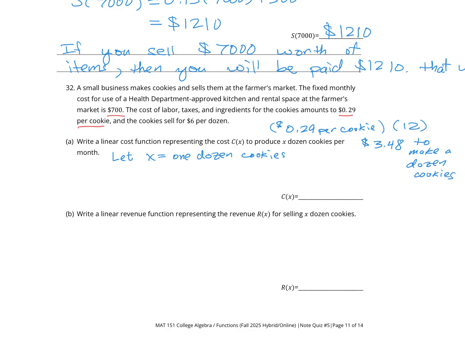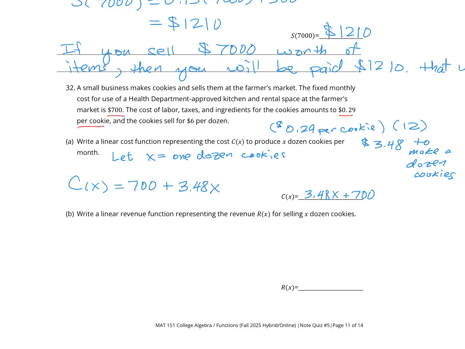So now let's model our cost function. We know that no matter what we do every month, we gotta pay $700. And then it's gonna cost us on top of that $3.48 for every dozen that we sell. So our cost function is 3.48x plus 700. And again, that's the money we have to pay out to produce X dozen cookies.